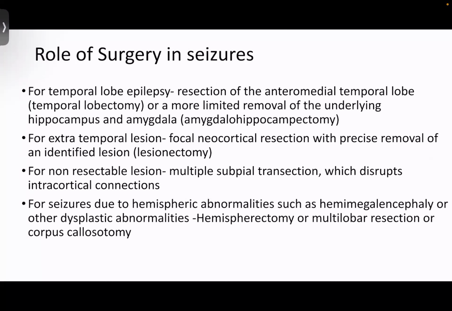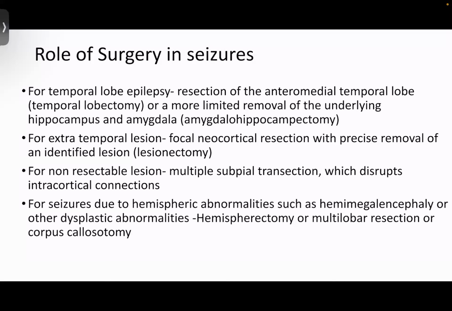So, the role of surgery in seizures. For temporal lobe epilepsy, a resection of the anteromedial temporal lobe, that is temporal lobectomy, or a more limited removal of the underlying hippocampus and amygdala, which we call amygdalo-hippocampectomy, can be tried. This has done wonders in some patients who have been refractory to medical treatment, and these surgeries can have an important role in them. For extratemporal lesions, focal neocortical resections with precise removal of an identified lesion, if a lesion is present, can be tried.